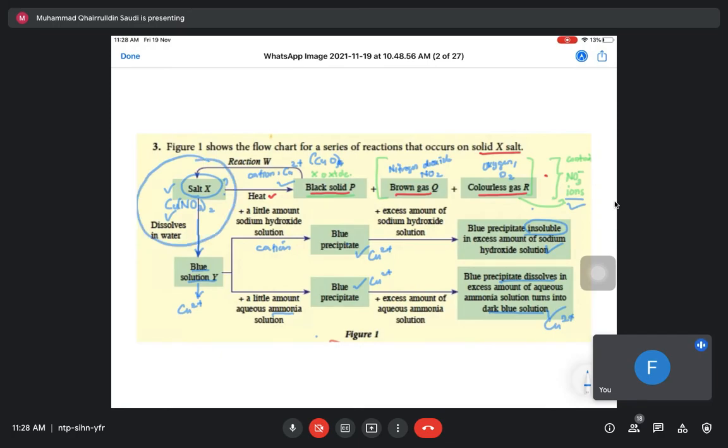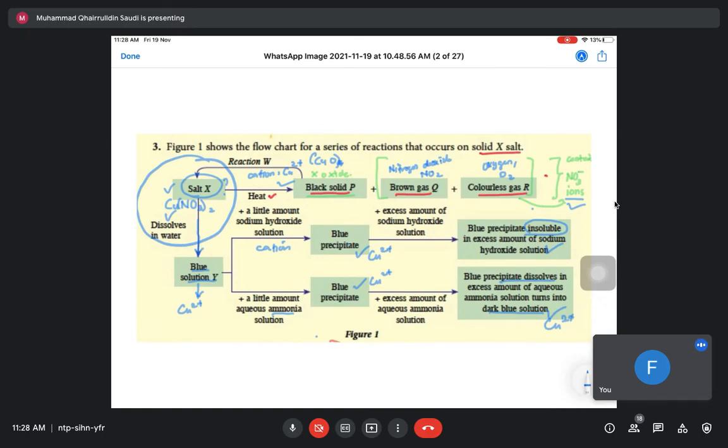Senang? Boleh? Boleh. So, in order for you untuk identify the cation and anion, I tell you again, it is very important for you first to remember the salts that have color. Second, to remember the soluble salt and insoluble salt.